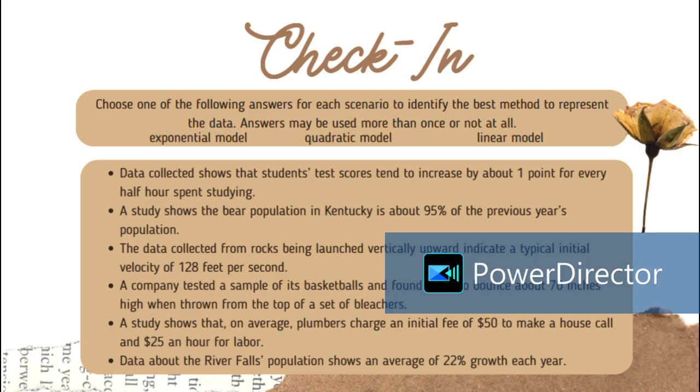Another check-in. Choose one of the following answers for each scenario to identify the best method to represent the data. Answers may be used more than once or not at all. So data that's collected to show that students' test scores tend to increase by about 1 point for every half hour spent studying. That's a steady rate of change. Half hour, 1 point, half hour, 1 point, half hour, 1 point. So this one is going to be linear.